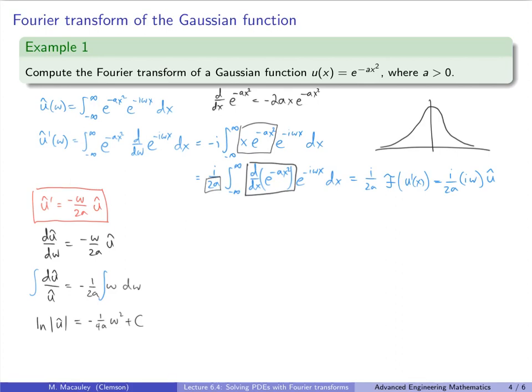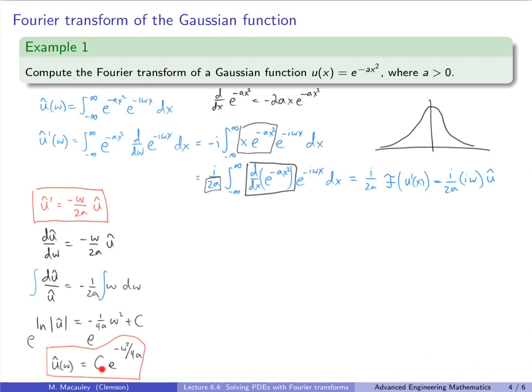If we exponentiate both sides, then the left-hand side becomes u hat of omega. Just to remind you, it's a function of omega. And the right-hand side, we can bring this c down, and we get c, we'll rename it, c e to the negative omega squared over 4a. Now, normally this would be a positive constant, but we can make it positive or minus and drop the absolute value signs here. So this is our answer. This is the Fourier transform of u. It is a constant times e to the negative omega squared divided by 4a.